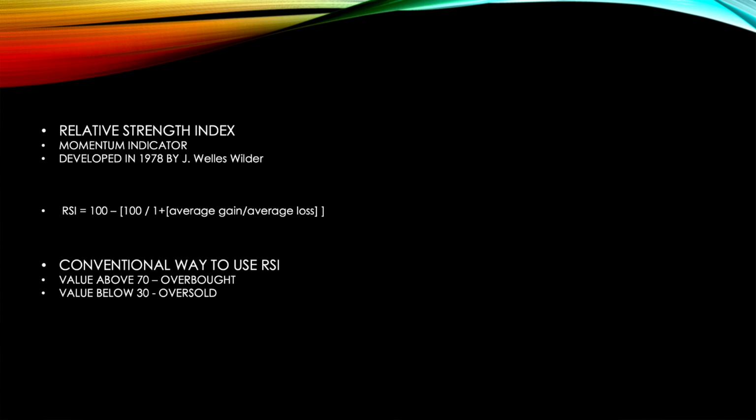The RSI is made up by the following calculation. RSI equals 100 minus 100 over 1 plus the average gain divided by the average loss. So this calculation may look complicated, but in essence, what it is telling you is that if the average gain is greater than the average loss, then the momentum is towards the upside. That means the bulls have taken control of the market and the price will continue to rise.